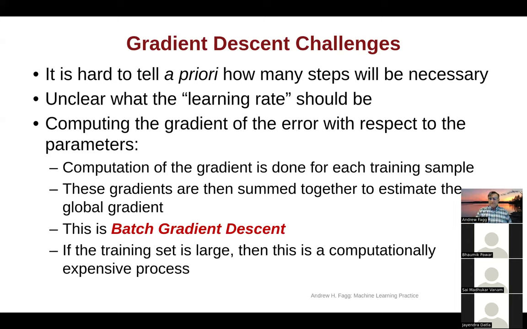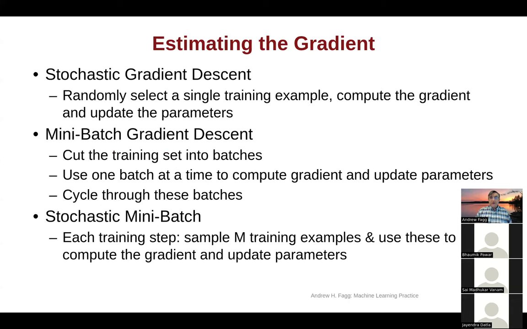So there's a variety of different variations of how we do the gradient descent process. Stochastic gradient descent is something that we'll be using here shortly. The ultimate version of this is we just randomly select one of our training samples, compute the gradient, and then adjust the parameters to improve our performance with respect to that one sample. And then we repeat that process.